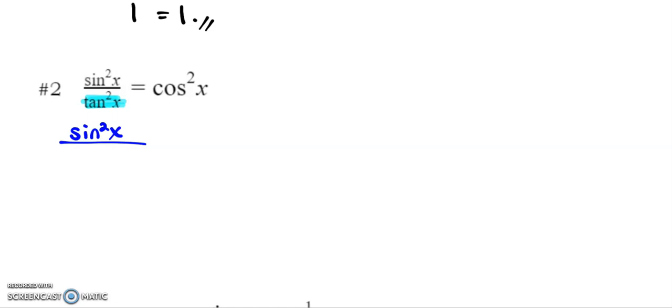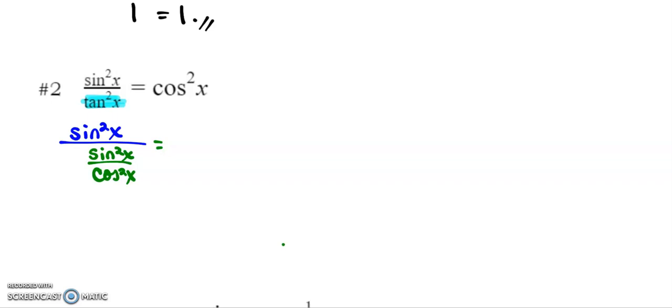Okay, so that's the other thing you want to think about. Think about what do I want in my answer? How do I get that to show up in what I'm looking at right now? So I'm going to change the bottom half to be the fraction, sine squared over cosine squared. Okay, so I've done that, and now I've got this kind of funky looking fraction.